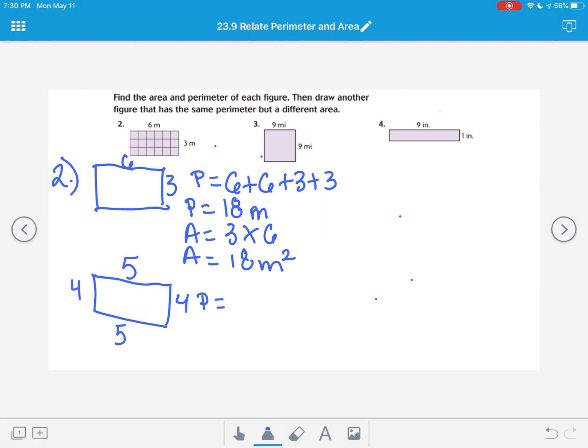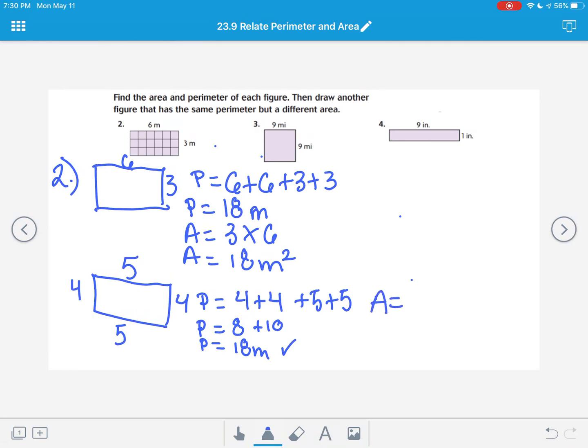So just to show you that that equals the same thing, the perimeter is 4 plus 4 plus 5 plus 5. 4 plus 4 is 8, and 5 plus 5 is 10. So the perimeter, 8 plus 10, is 18 meters. So I've done that. So far, I've kept the perimeter the same.